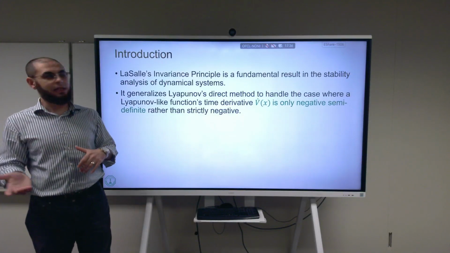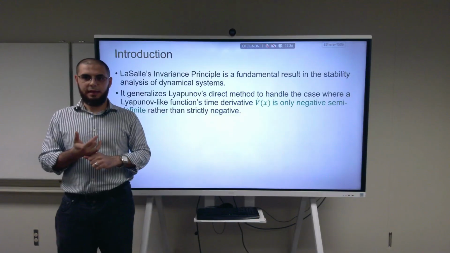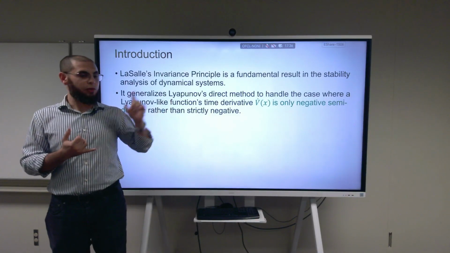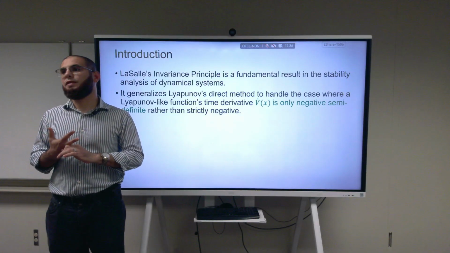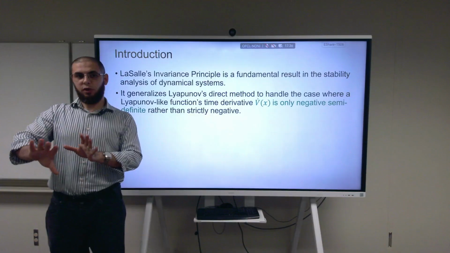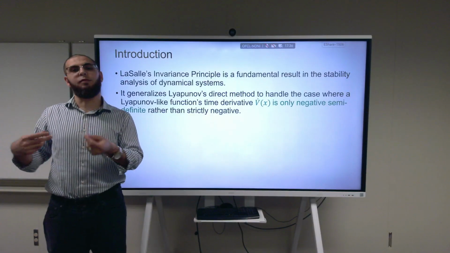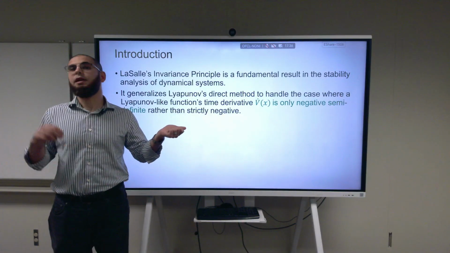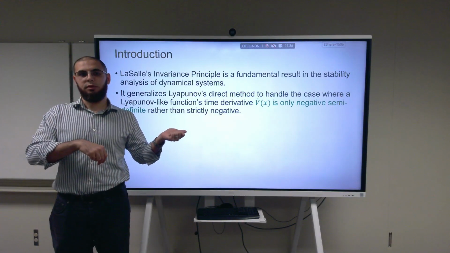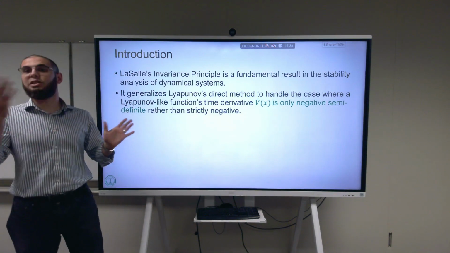It's an extension that says if you found a Lyapunov function that is positive definite, and you're able to show that its derivative is negative semi-definite, before giving up, we can do a little bit more analysis and show that the equilibrium point you're studying is actually asymptotically stable. So that's the whole idea, without changing the Lyapunov function.